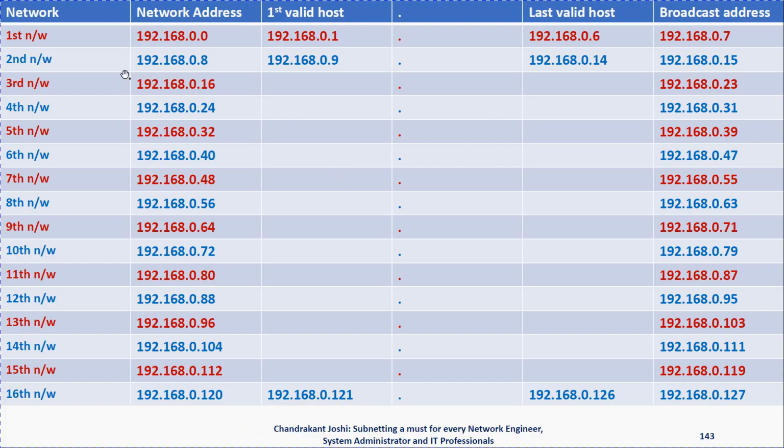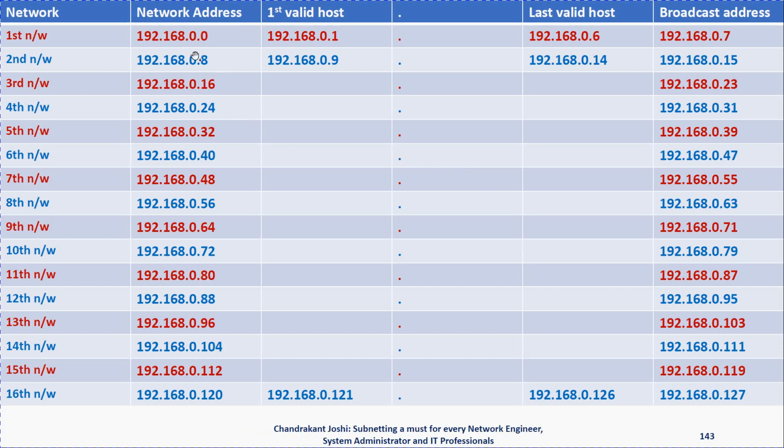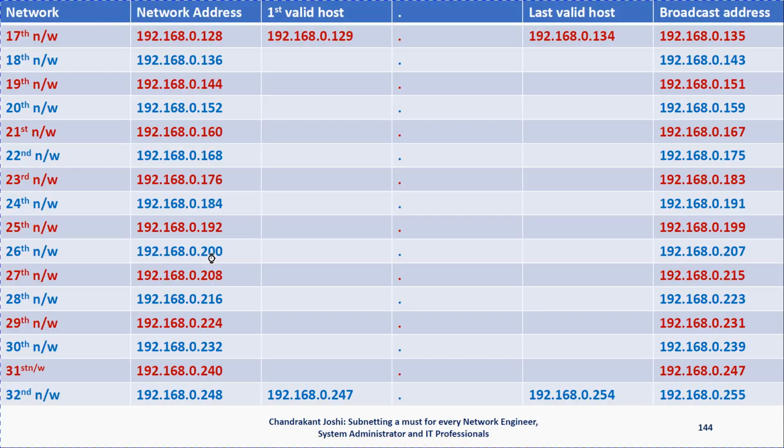Okay, now what happens, this is our first network 192.168.0.0, and if you look at this, the block size is 8, so this will give me the next subnet. Totally there will be 32 subnets. Each subnet can accommodate a maximum of 6 hosts. So 0.8, 8 plus 8, 16, 24, 32, and all the way to the last, which would be 248.